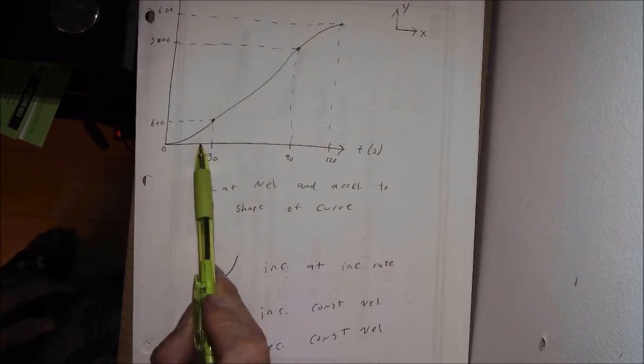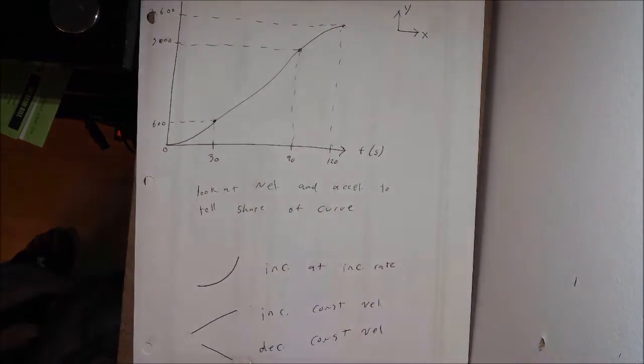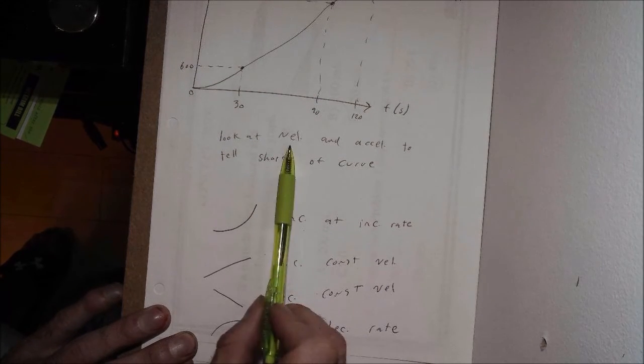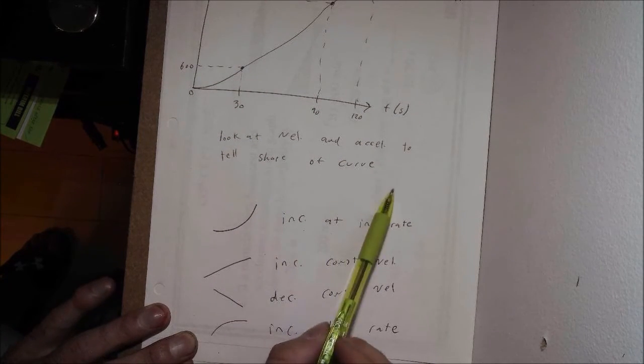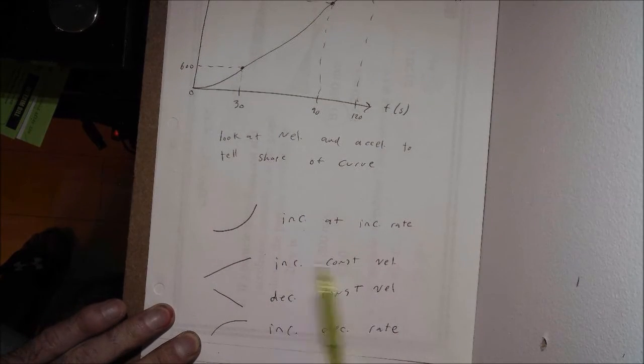And to get into the details of the curve shape, straight line or curve, what we have down here is a little cheat sheet which we can reference. We look at the velocity and acceleration to tell the shape of the curve. So is it increasing at an increasing rate? Well, that's what we have here. Is it increasing at constant velocity? That's what we have in the second part, a constant velocity.